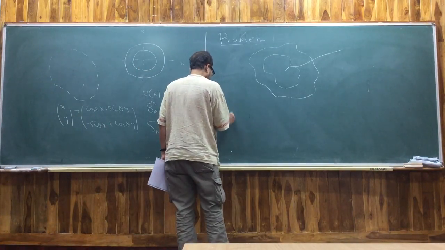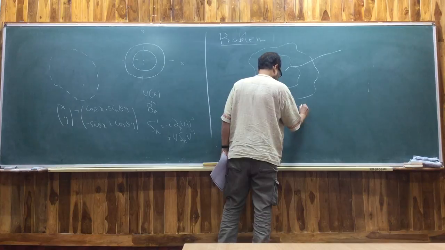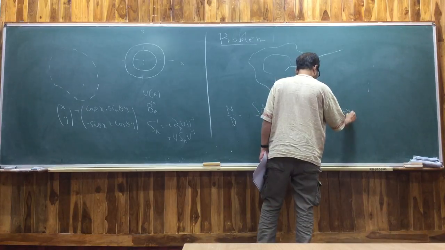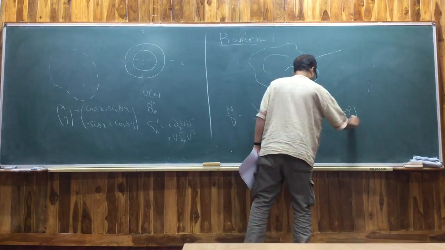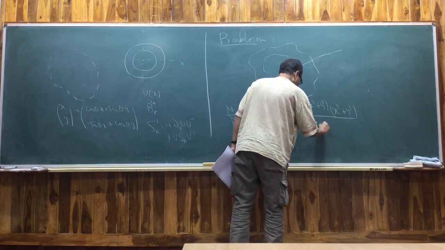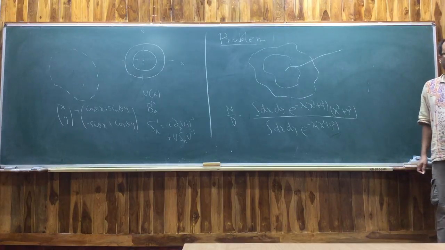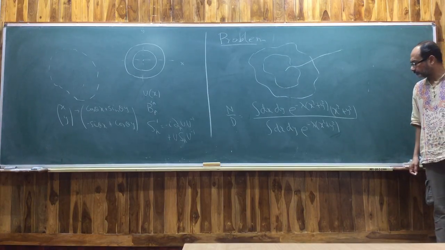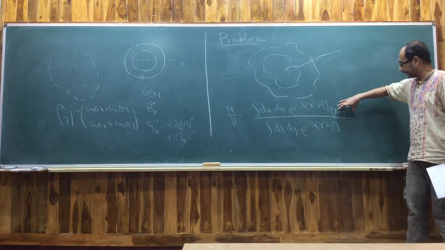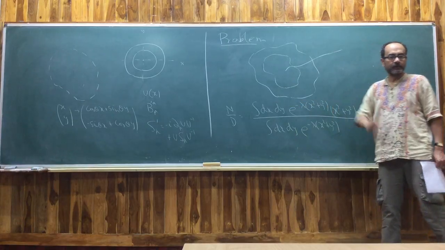Suppose you have to calculate this object: the integral dx dy e to the minus lambda (x squared plus y squared) times O, divided by the integral dx dy e to the minus lambda (x squared plus y squared). This is like our i times S sitting in the exponent. This is like our operator O, whose expectation value we are trying to calculate. But this is of course not a path integral, this is an ordinary two-dimensional integral.